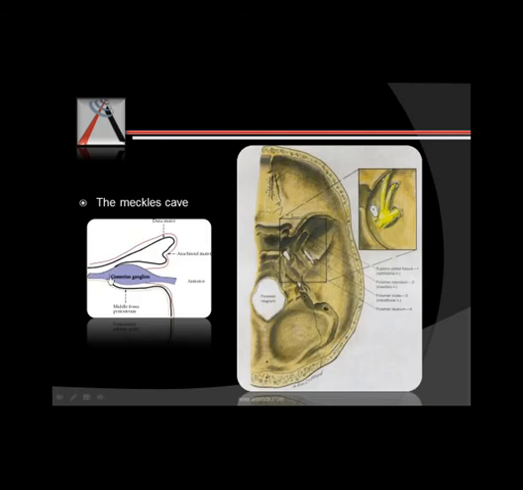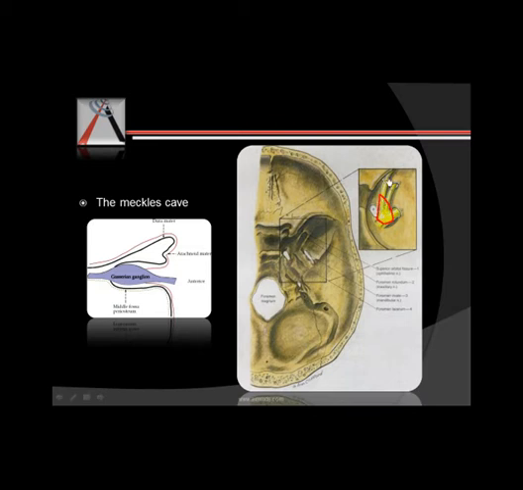In this diagram, we can see the Meckel's cave formed by the folding of the dura mater, and this is the trigeminal ganglion lodged into the Meckel's cave. In this diagram, we can see the crescent-shaped trigeminal ganglion. Here, this ganglion mainly acts as a region of synapse for the sensory fibers of the trigeminal nerve. These are the three branches of the trigeminal nerve.